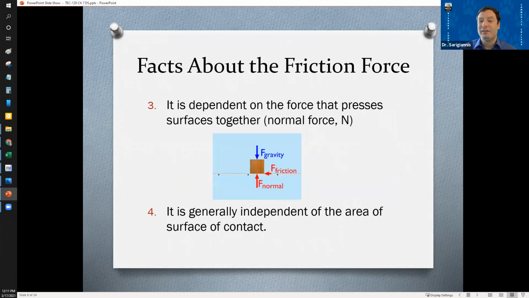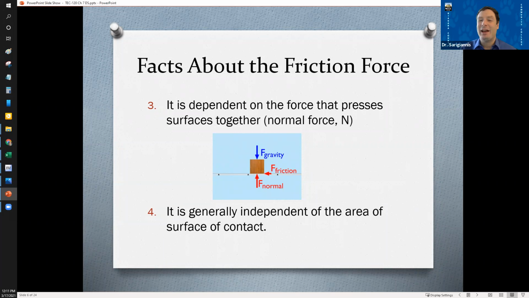The other thing is it's dependent on the force that presses surfaces together, right? So like you can generate friction if you take your hands and lightly rub them together, and then you apply more force, right? You can feel that friction generate warmth in your hands, right? With higher force, more so than with lower force.